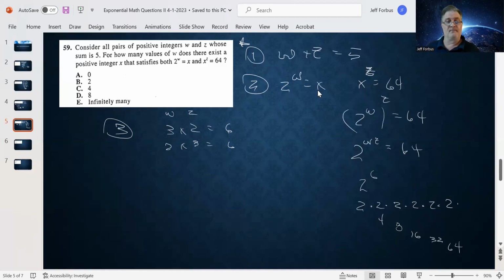Now, for how many values of W does there exist a positive number x that satisfies both of those equations together? Well, there's only 2. So the answer choice would be B.